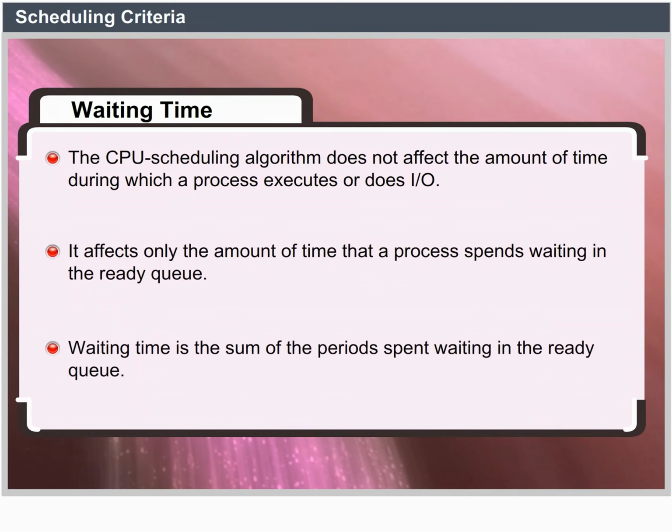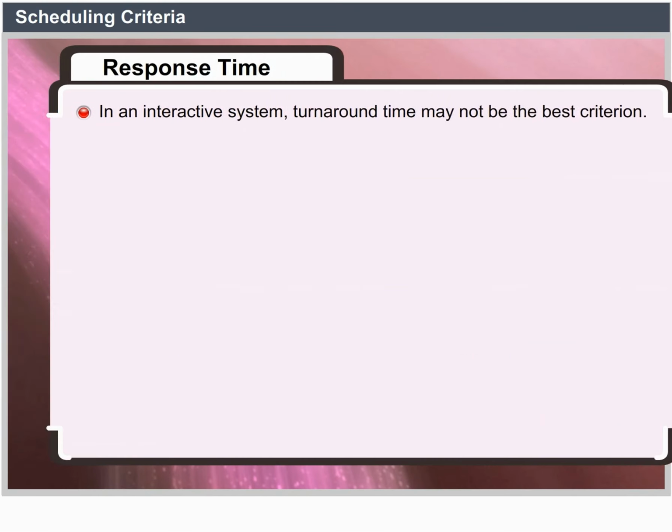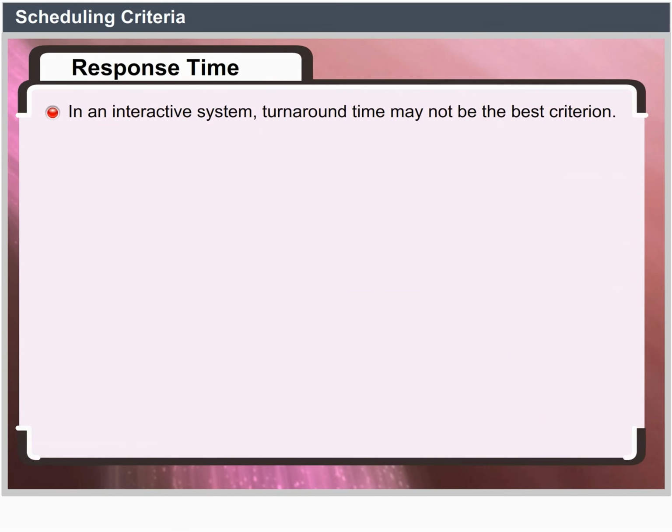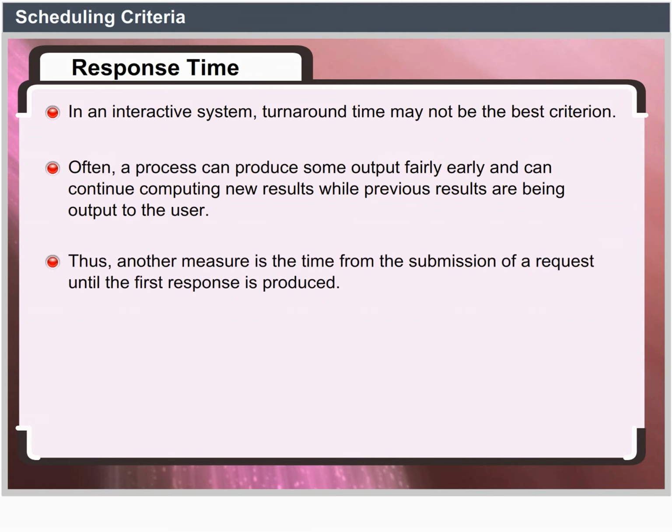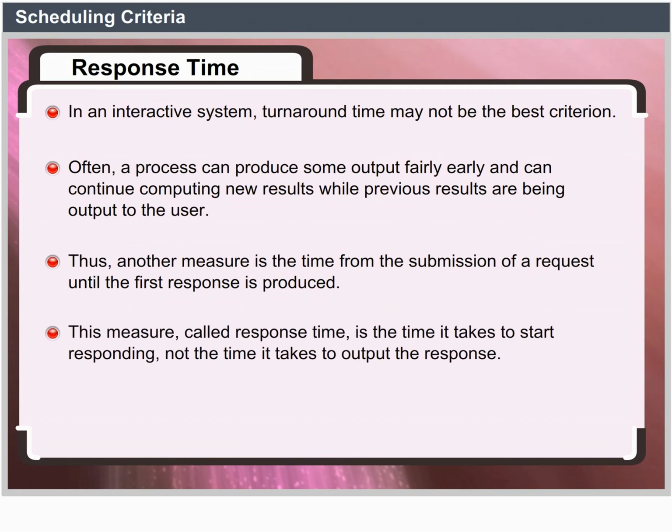Response time. In an interactive system, turnaround time may not be the best criterion. Often, a process can produce some output fairly early and can continue computing new results while previous results are being output to the user. Thus, another measure is the time from the submission of a request until the first response is produced. This measure, called response time, is the time it takes to start responding, not the time it takes to output the response. The turnaround time is generally limited by the speed of the output device.